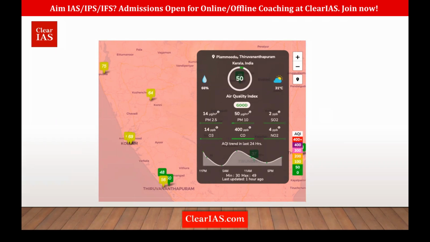So yes, all the measures are given: particulate matter 2.5, the concentration of particulate matter 10, etc. This is the standard in Trivandrum yesterday. The level of carbon monoxide, everything is given. So it's green color, that means it's safe. It's good, safe for breathing.